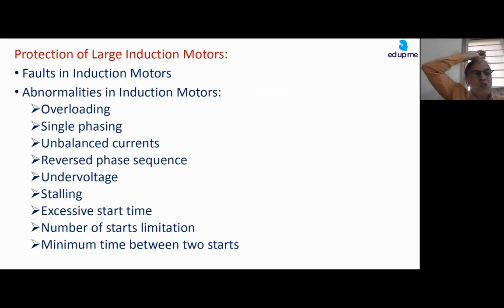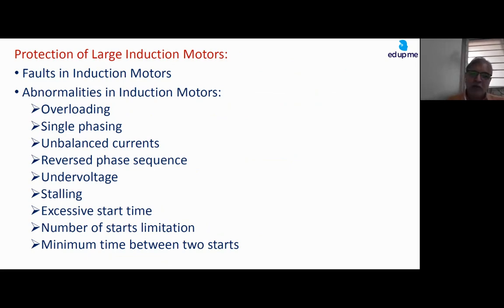Under voltage. Stalling is a very big problem. And it's a very hot problem nowadays, because of stalling and unhealthy start. Stalling is when the motor stalls as it is started, when the motor is being overloaded when it is started. Unhealthy start is a problem under research. Right? Excessive start time, the motor takes more time than the designed time. Number of starts limitation. You cannot start the induction motor many times in an hour. The manufacturer will tell that you can start only 4 times in an hour. That means if you start the 5th time, then the motor's life expectancy gets reduced. So the relay has to provide this protection against number of starts.